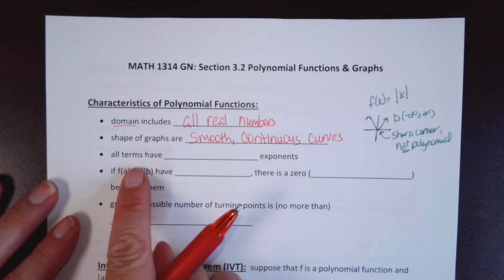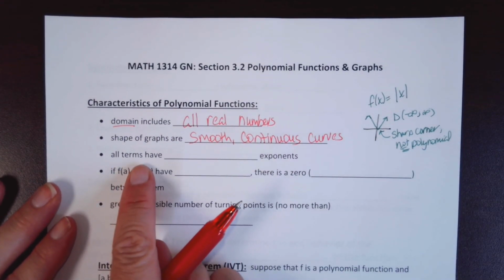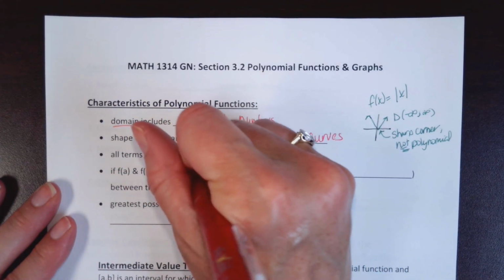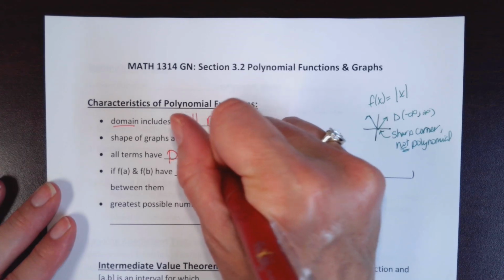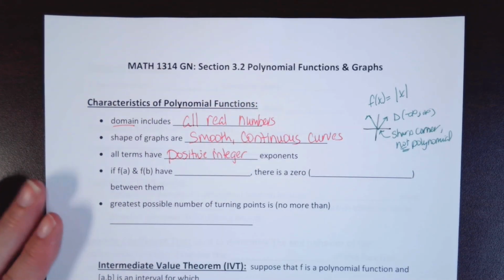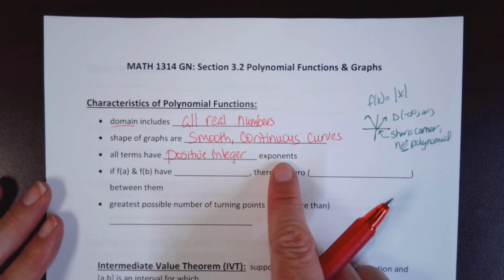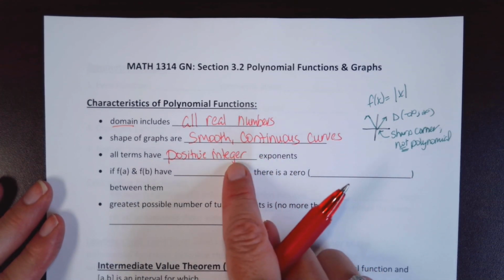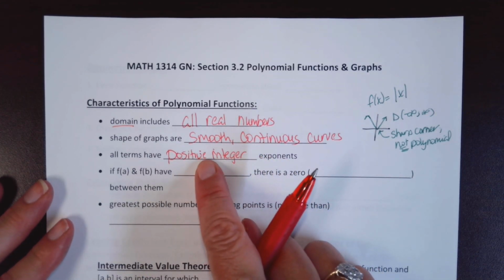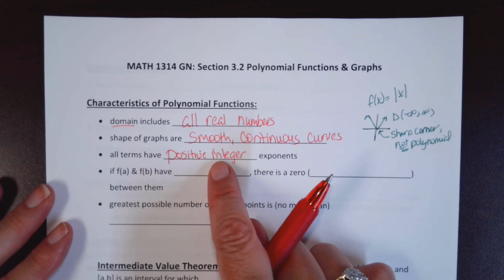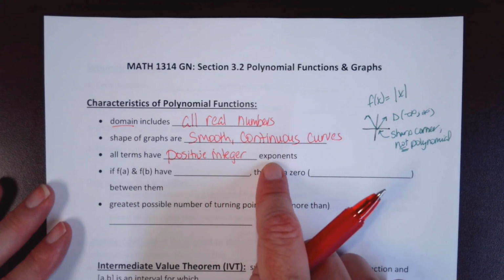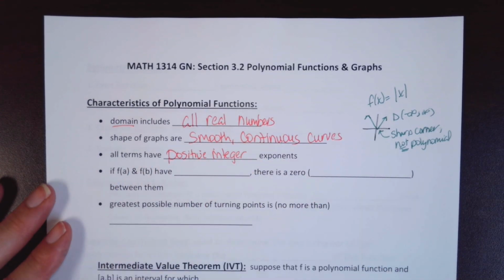All right, third characteristic. All terms in our polynomial function are going to have positive integer exponents. So the exponents on the terms are going to be whole numbers that are not negative. So it's all going to be 2, 4, 5, 6, 7, 8, 9, 10, 11, 12. You're not going to have any exponents that are negative, and you're not going to have any exponents that are fractions. Always positive integer exponents.